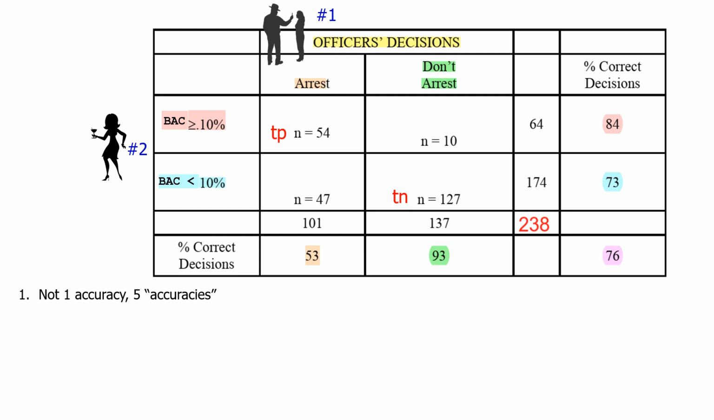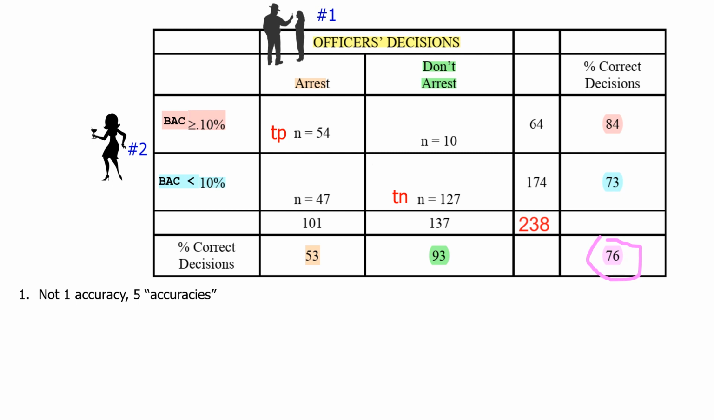Green, when the officer's decision is don't arrest, how often is the answer correct? 127 divided by 137 equals 93%. Blue, when the test is given to drivers whose BAC is below 0.10, how often is the answer correct? 127 divided by 174 is 73%. This pink answer is the overall accuracy.